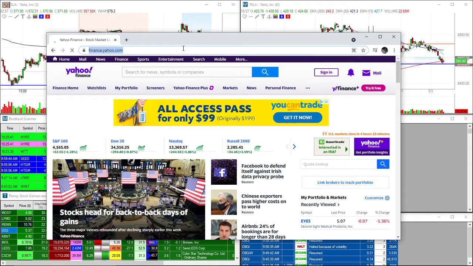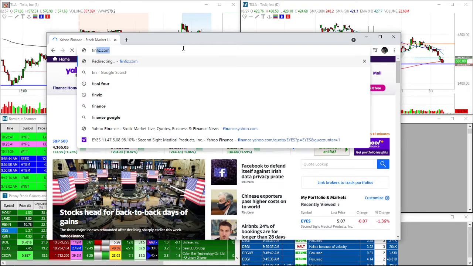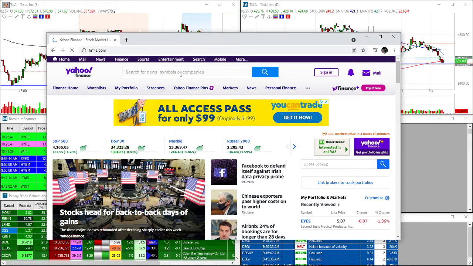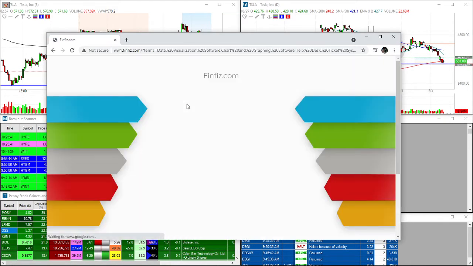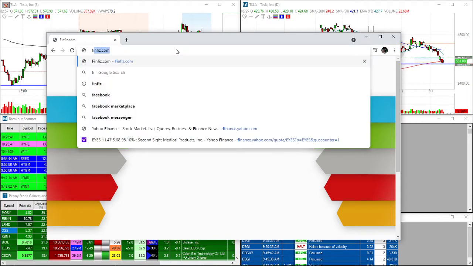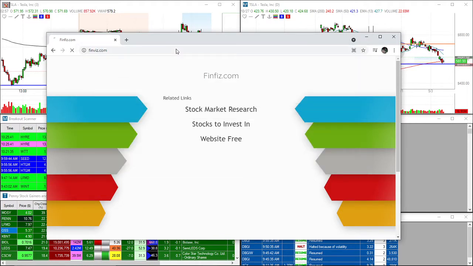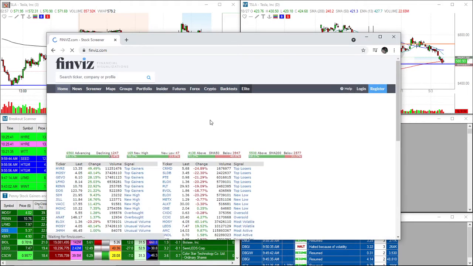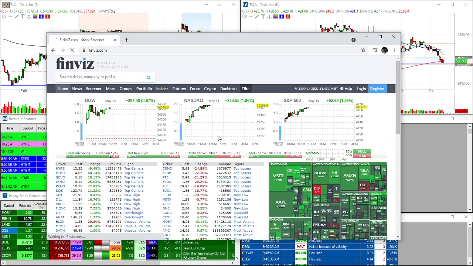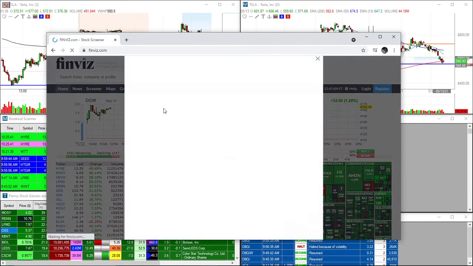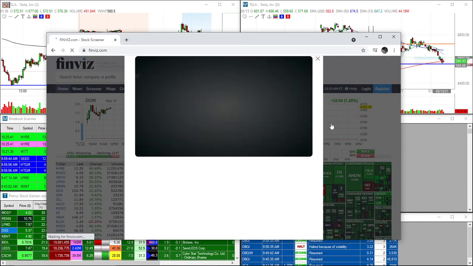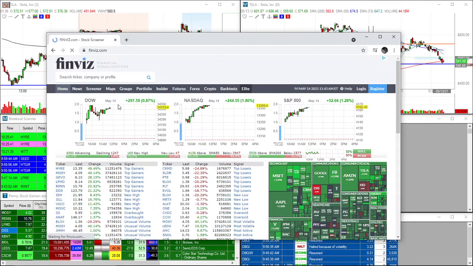Now, another one that's very similar to Yahoo Finance that I like to go into sometimes just to double check Yahoo Finance is FinViz. Is FinViz down? Maybe I spelled it wrong. Yeah, I think I spelled it wrong. FinViz.com. This is where you'll see Deck taking his screenshots from in chat, showing what the market's doing today.